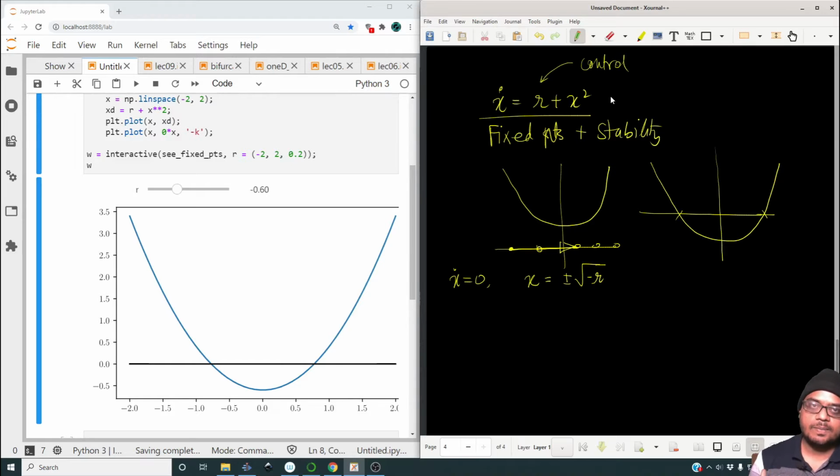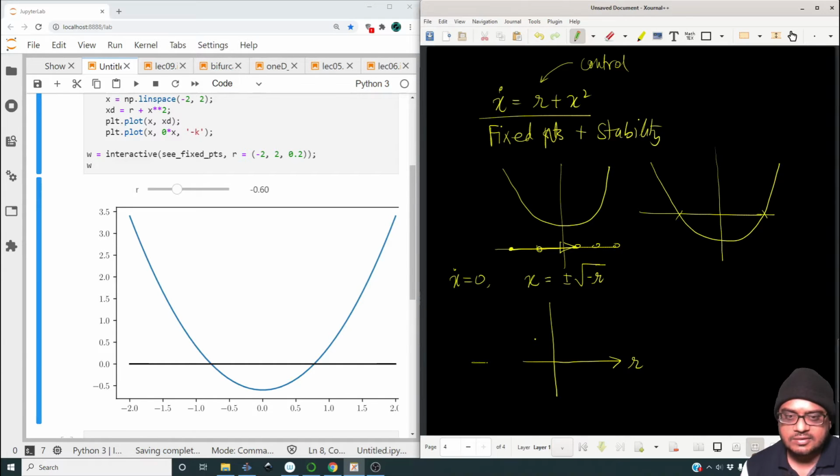As we are changing the value of r from negative to positive, we are having a change in the fundamental behavior of the system. Okay, so if I draw on this axis r, and on this axis the fixed points, for r positive there are no fixed points. For r equal to 0, 0 is a fixed point. For r negative, there are 2 fixed points. Okay, so for r equal to this value, the fixed points are this and this. So there is a fundamental change in the behavior.